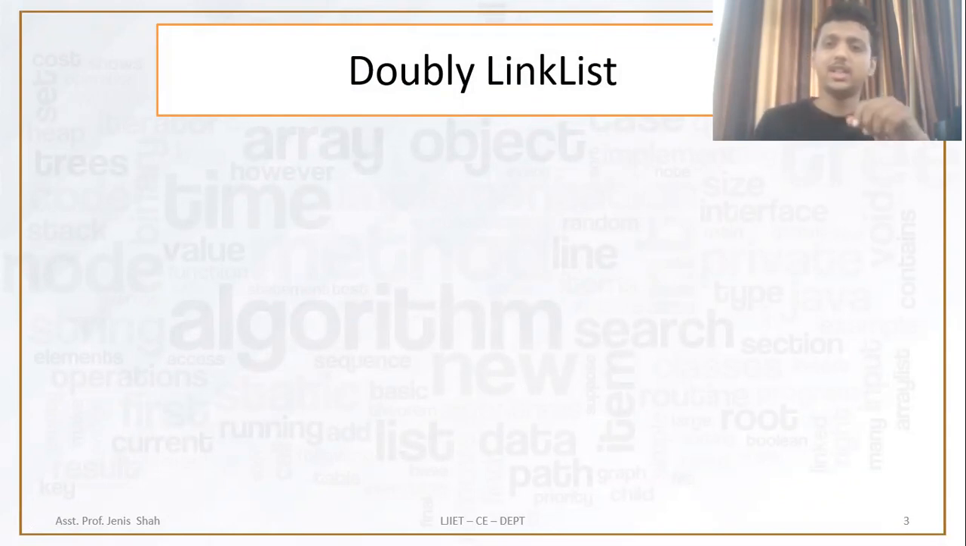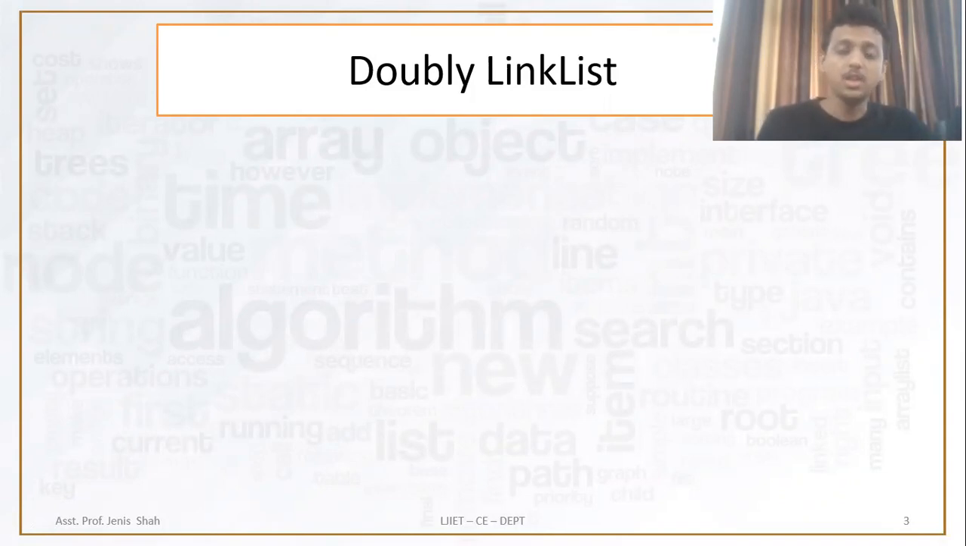Students, as you know, a linked list is a collection of nodes, where each and every node contains two things. One is data, the second one is a pointer. That is a singly linked list. In a singly linked list, the pointer of the last node points to null. But if the pointer of the last node points to the first, then it is known as a circular linked list.